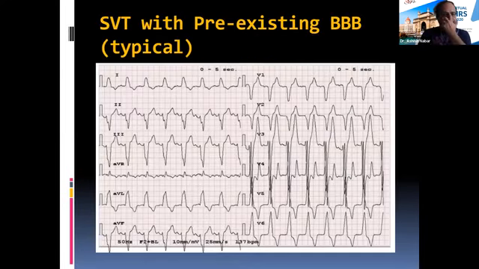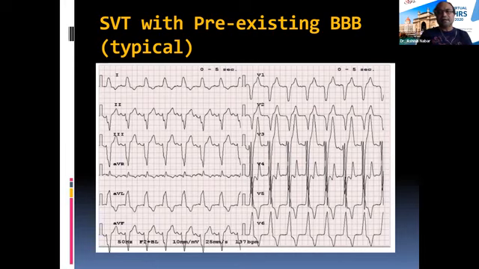But remember, if you see something like this, now this patient had a pre-existing LBBB, and here he has a sinus tachycardia. Sometimes it could be atrial tachycardia. So if the pattern is very typical of LBBB, the same pattern that was there in sinus rhythm, then you have to be careful that you might be dealing with a supraventricular tachycardia with a pre-existing bundle branch block. So it is good to look at the ECG in sinus rhythm.